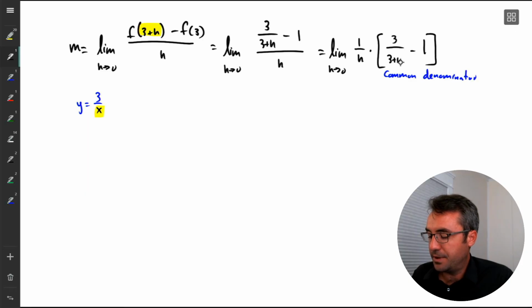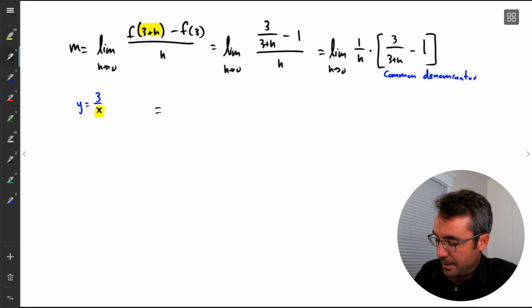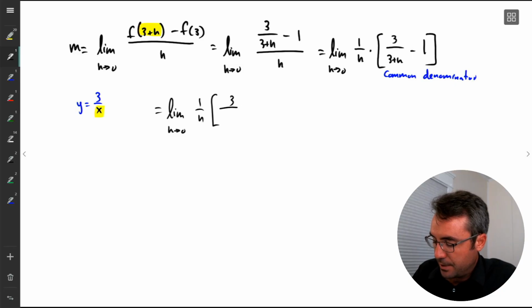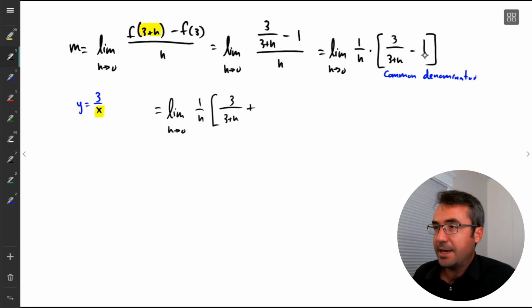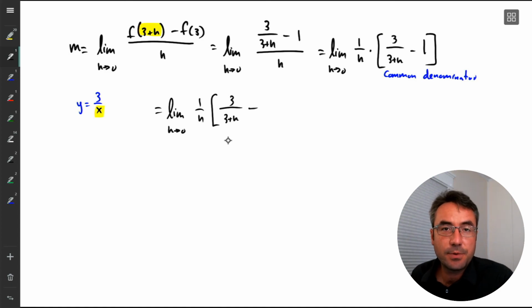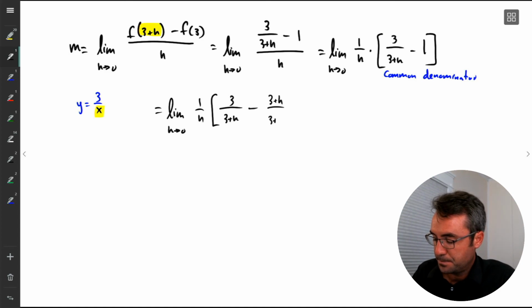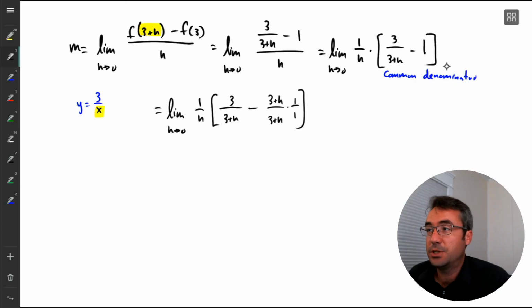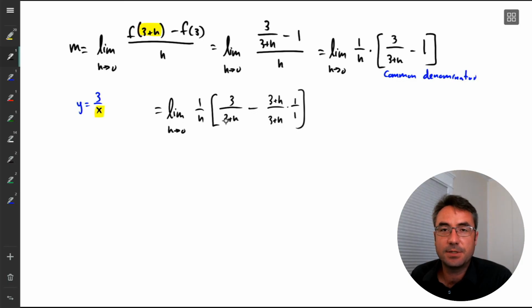All right, so let's try to work with the terms in the bracket. Getting a common denominator, we're going to have the limit as h goes to 0. We'll have that 1 over h in front, and then we'll have our 3 over 3 plus h, minus, and then I can rewrite that 1 as 3 plus h over 3 plus h. Really, I could think of that 1 as a fraction, 1 over 1. And then how do we get a common denominator? Well, I multiply both the denominators together. So in order to make this fraction match up with this, I'd have to multiply the bottom by 3 plus h, and then the top by 3 plus h.